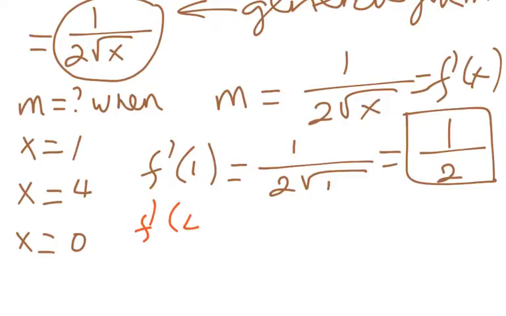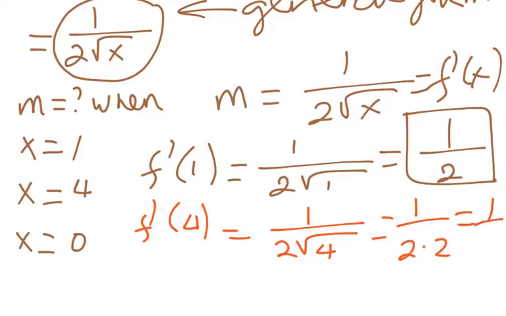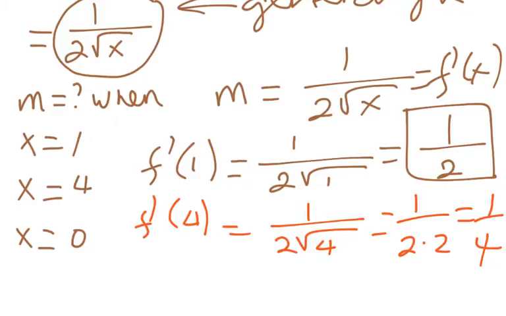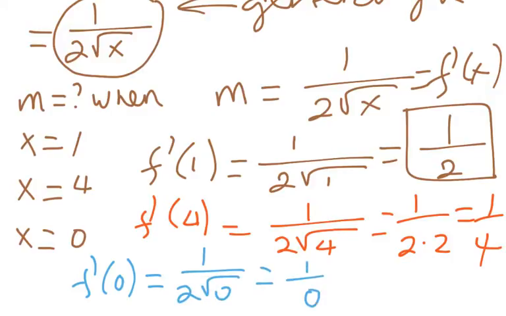Okay, let's look for the slope when x is 4. Same thing. I substitute in the 4. So 1 over 2 times 2, which is 1 over 4. And the last one is when x is 0. Alright, so this is the one thing that we want to look at: can we find the slope when x is 0? So let's see. When x is 0, if I plug it in, the square root of 0 is 0, so this is 1 over 0, which is undefined. So we can say that the slope at 0 does not exist.